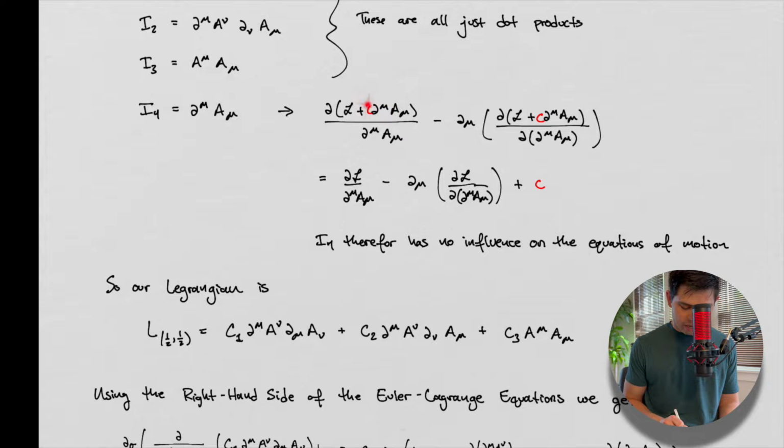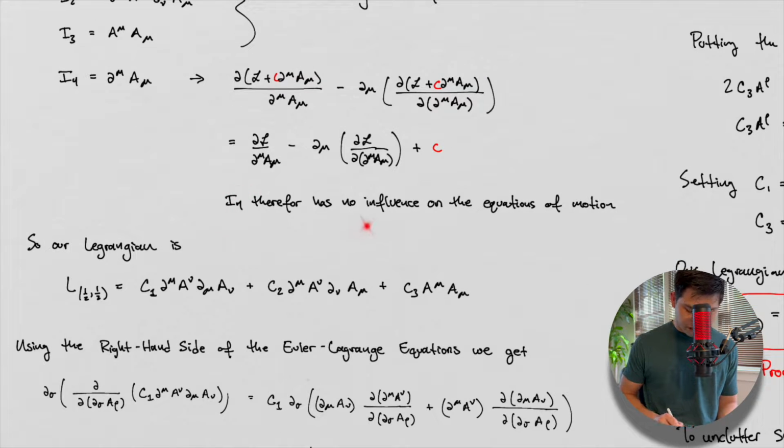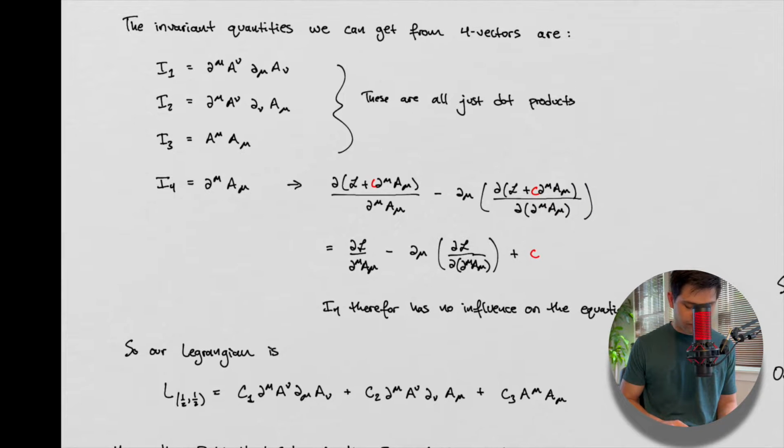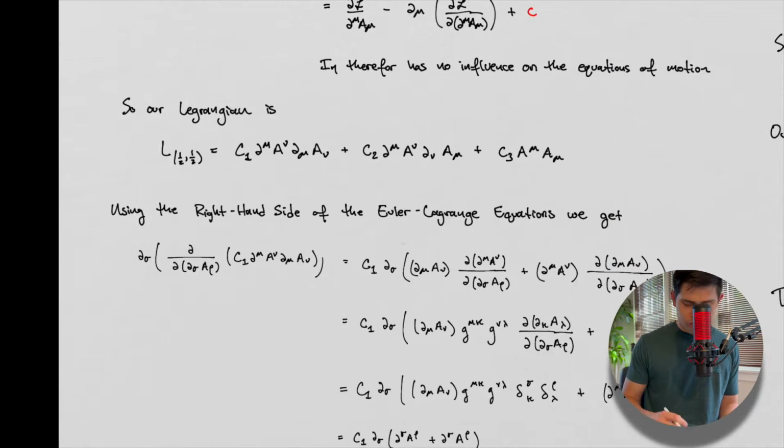There are no A_mu terms in this. There's just derivatives of A_mu terms. So I4, therefore, doesn't really influence the equations of motion. This logic again went back to the logic behind developing the Klein-Gordon equation, where if you just get a constant out of the Euler-Lagrange equations for these invariant objects, you can effectively just ignore that one. It doesn't contribute to the equations of motion. It just shifts the equations of motion.